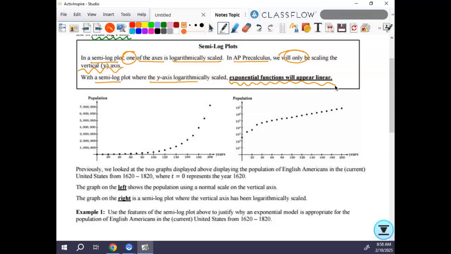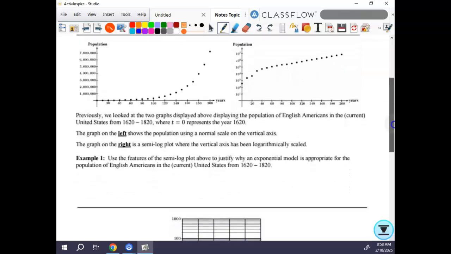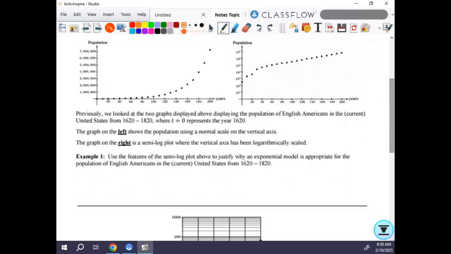No big deal. So this is the exact same data that we looked at in 2.9 with the population of English Americans from 1620 to 1820. Here on the graph on the left, this shows the kind of graph we're used to. Our x values are equally spaced by 20s. Our y-axis is equally spaced by millions. And that's how we do our scales, right? That's what we're used to. Normal scale.